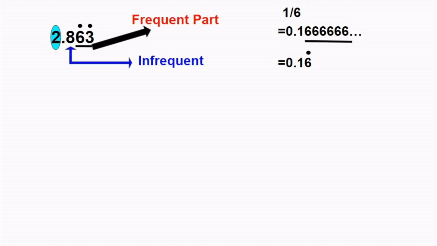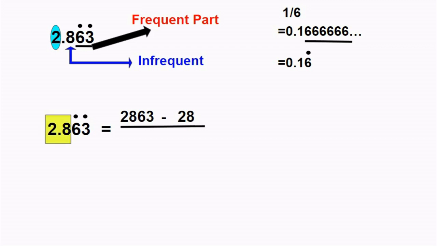Now, to transform it into a fraction we will just do 3 steps. Firstly, in the upper section, we have to write the whole number without the point, 2863, then subtract 28 from it. It's because we have to subtract the number except the frequent part, 63, from the whole number. So, the upper part is 2863 minus 28 equals 2835.